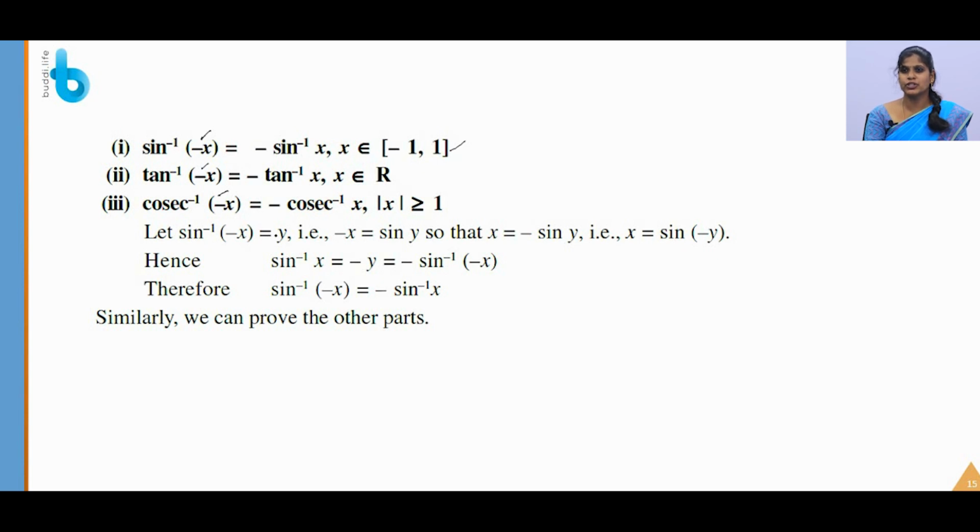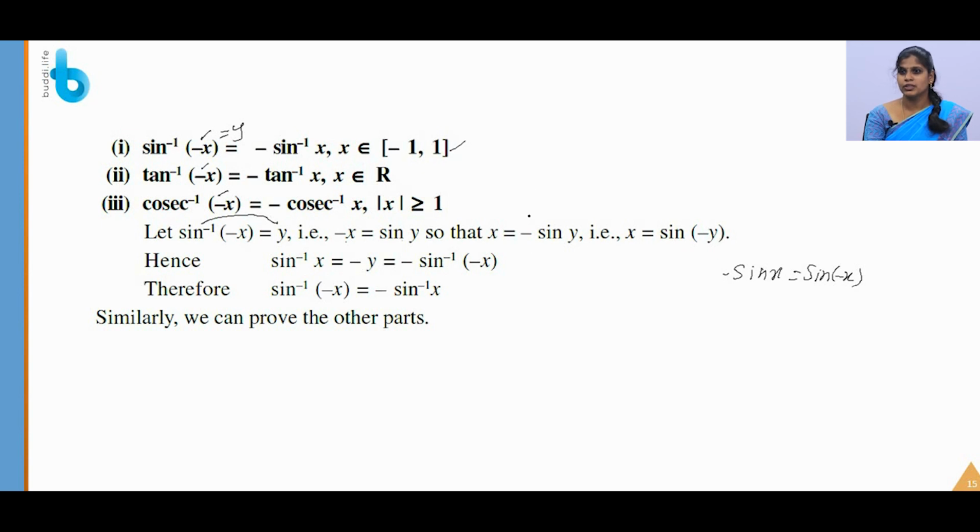Let sine inverse of x equal to y. Let us assume this value as y. So if I take the sine inverse to the other side, you will have x equal to sine y. Since minus x equal to sine y, I will take the minus to the other side, that is x equal to minus sine y. So just now we learnt that minus sine x is sine minus x, that is trigonometric functions of negative angles we learnt, right? So we will use that property here, x equal to sine minus y.